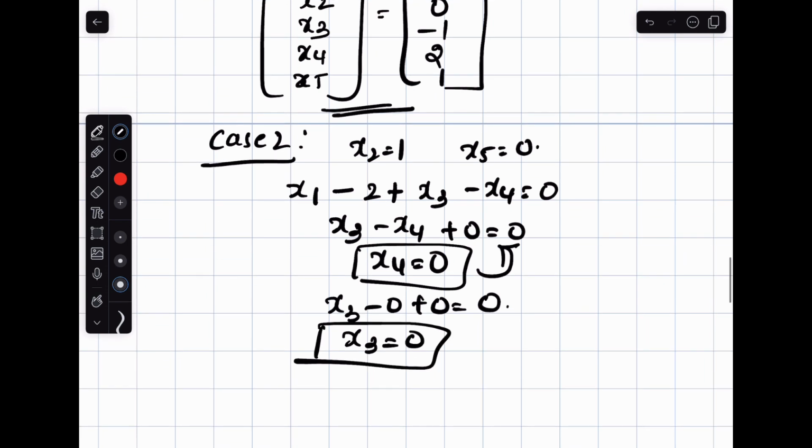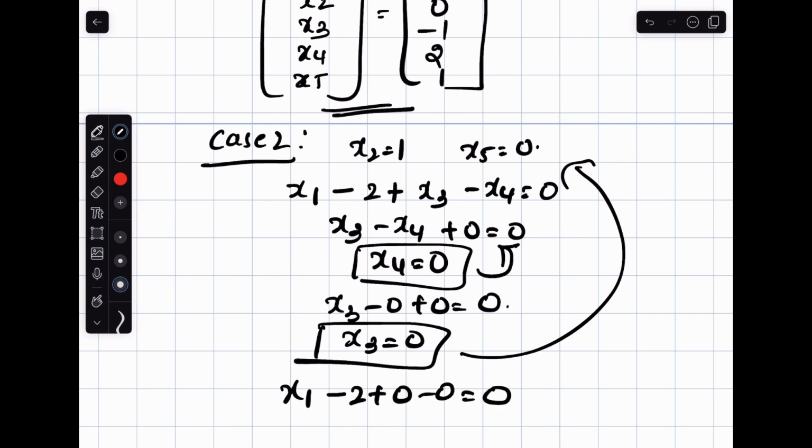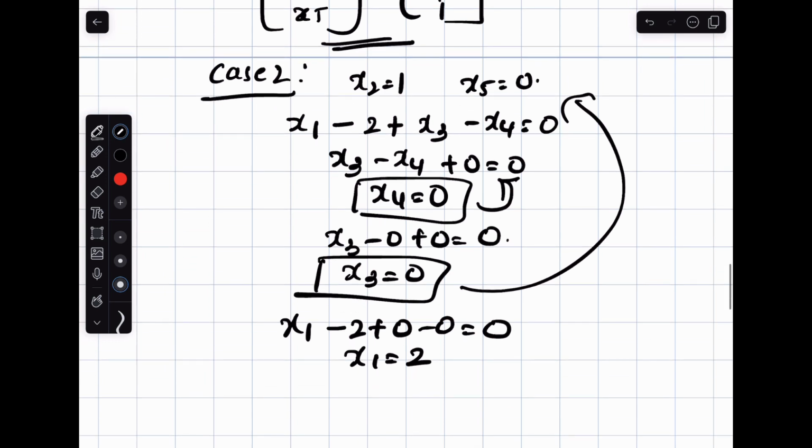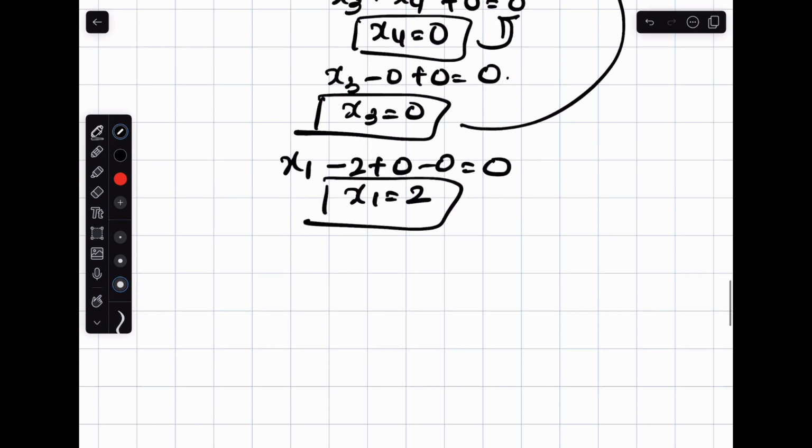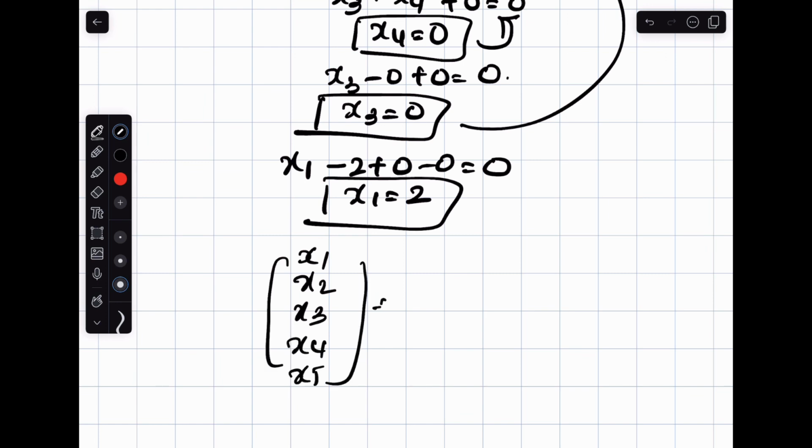Now apply x3 and x4 to the first equation. So x1 minus 2 plus 0 minus 0 is equal to 0. So x1 is equal to 2. So we already got the case 2 value also. So x1 x2 x3 x4 x5 is equal to 2 1 0 0 0.